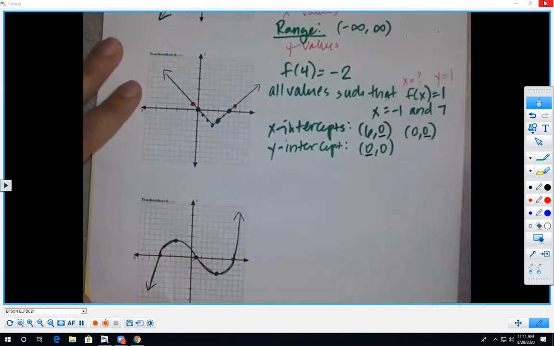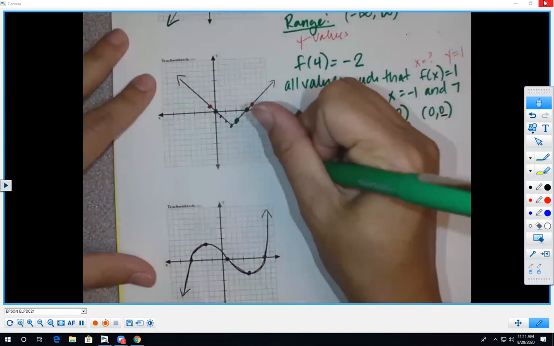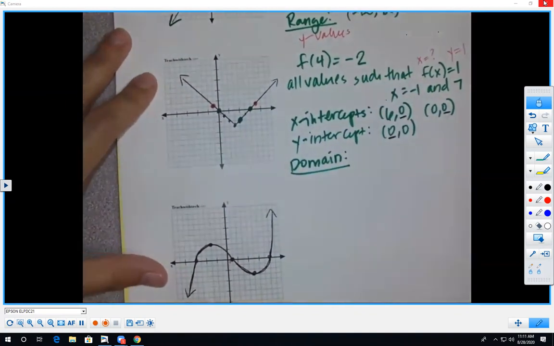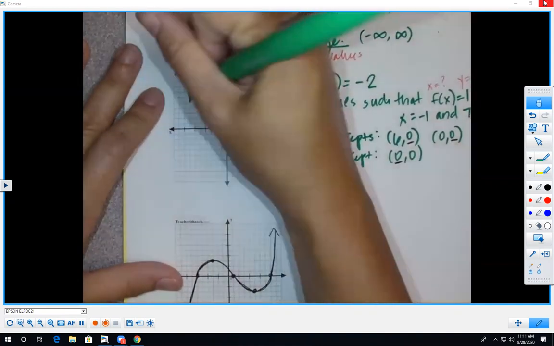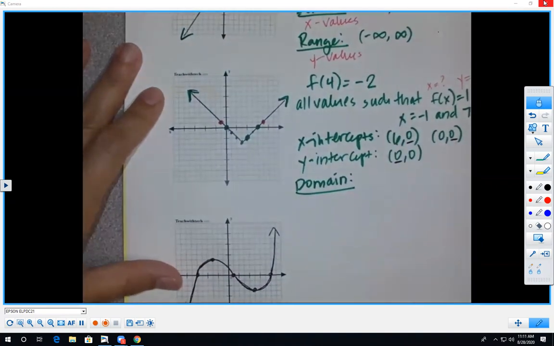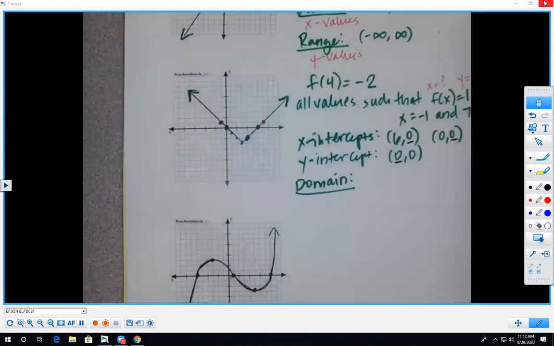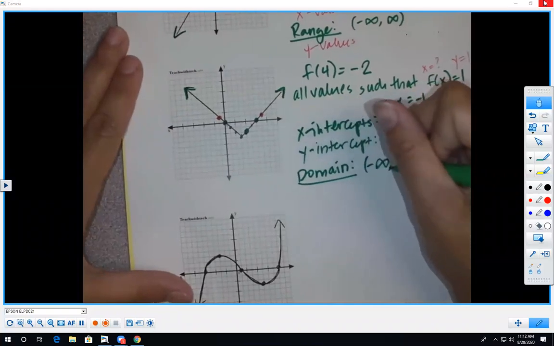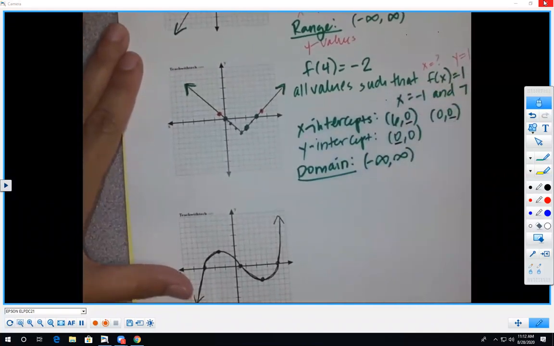Okay, and let's do domain and range. The domain for this one, how wide is this graph? Where does it start out on the left? Where does it end out on the right? It's -infinity to +infinity because it keeps on going forever, left and right. Okay, so domain is -infinity to +infinity.